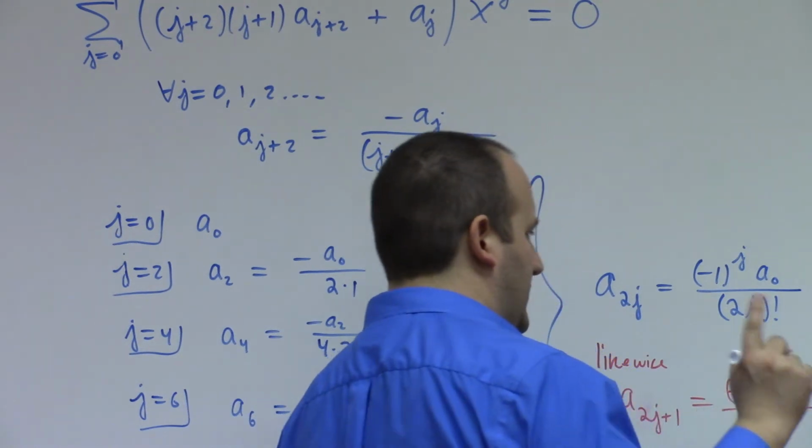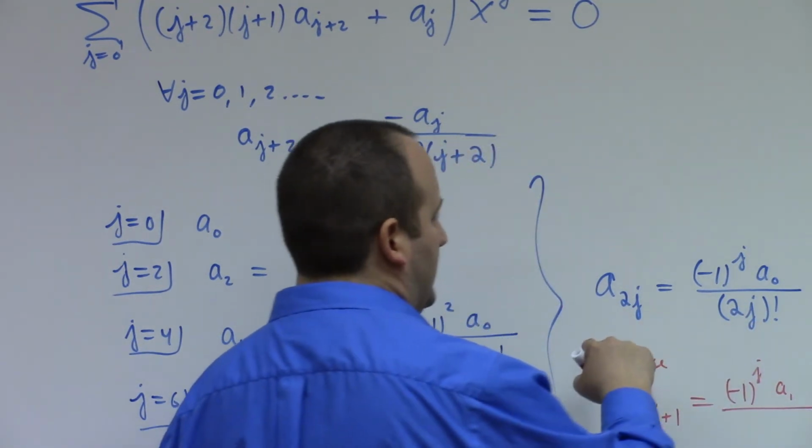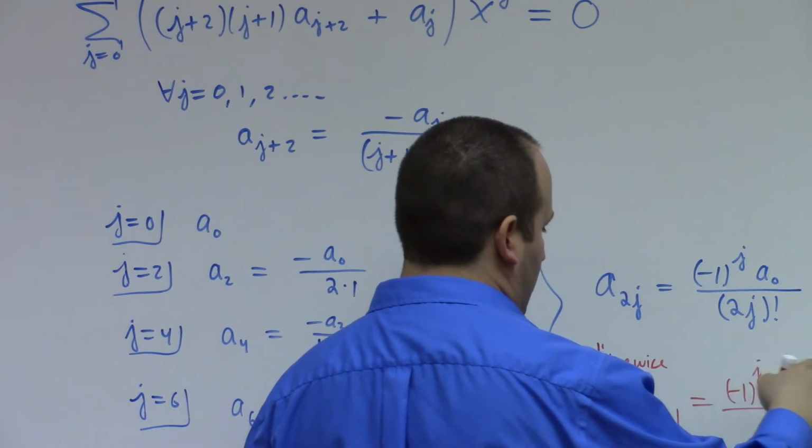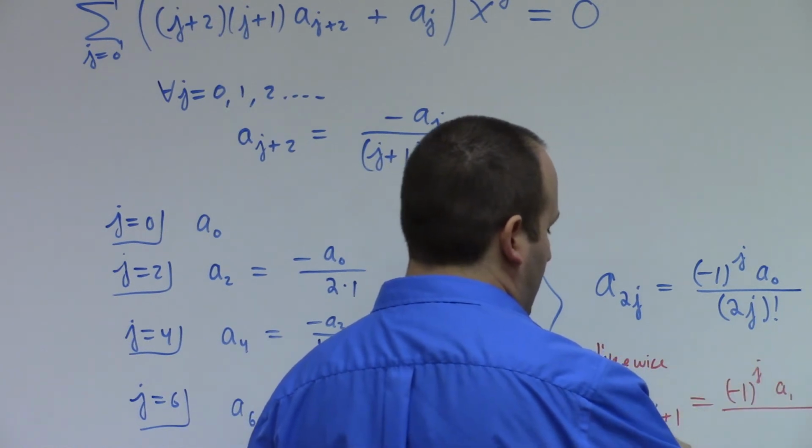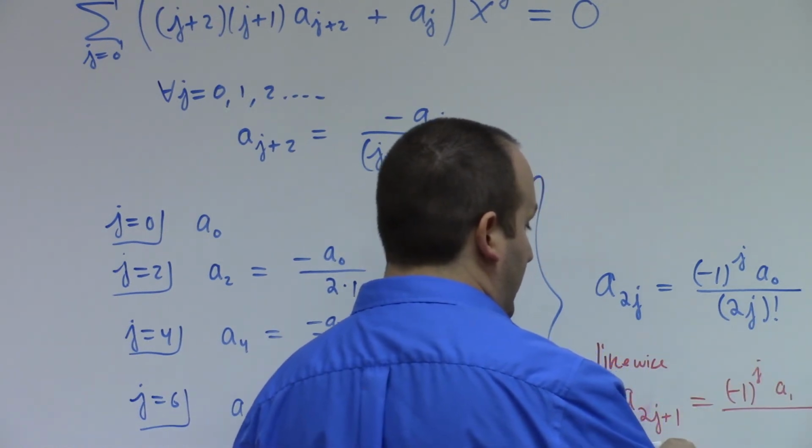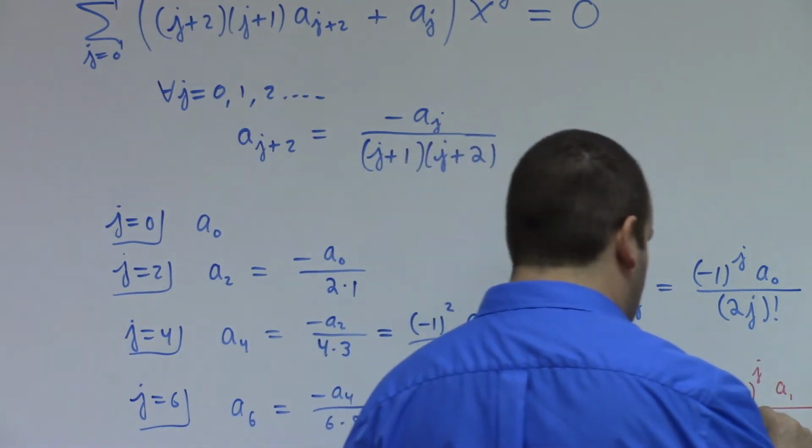Do I have that right? Yeah, okay. Let me think about this for a second. When j equals 0, I've got 1 here. Yeah, okay, it's good. 2j plus 1.